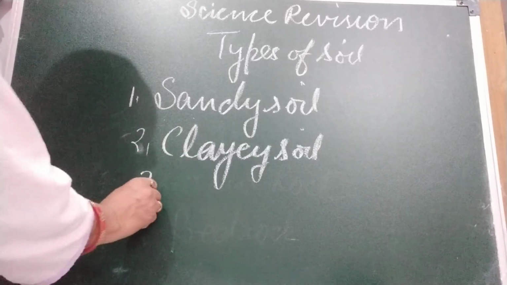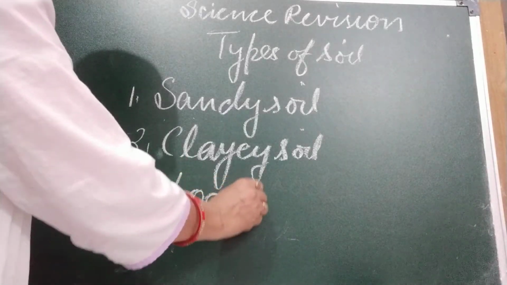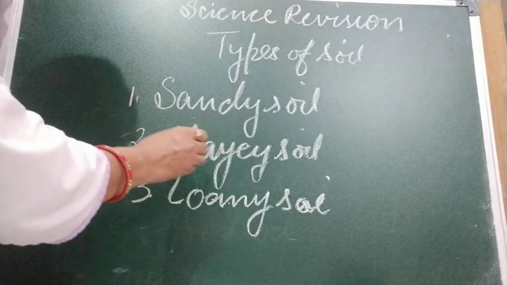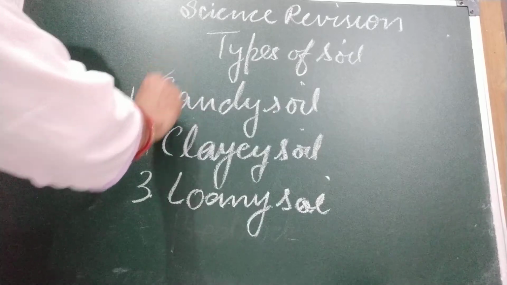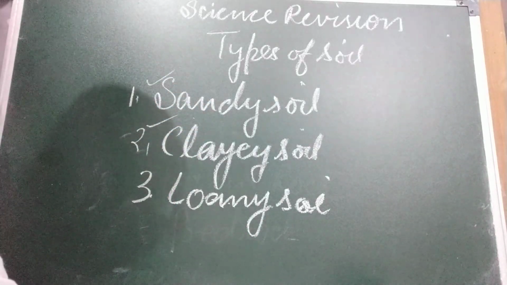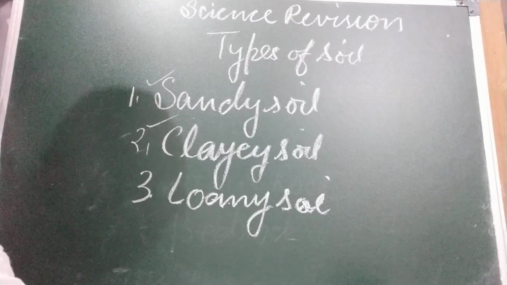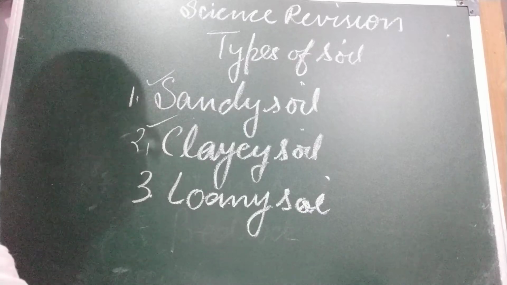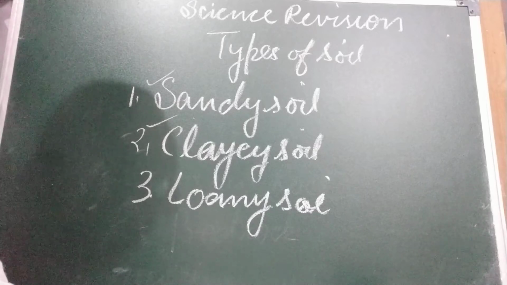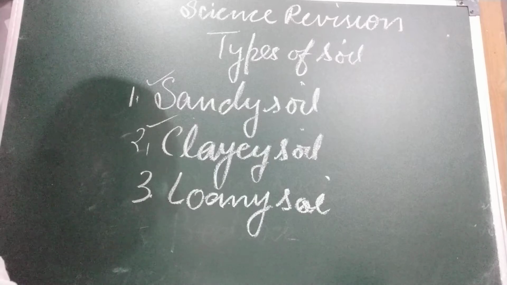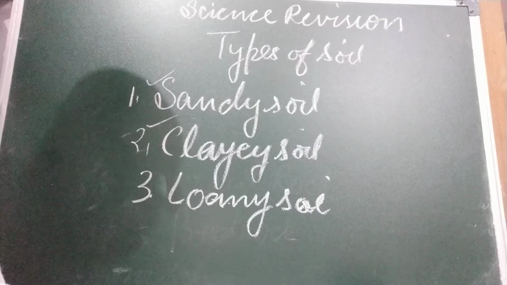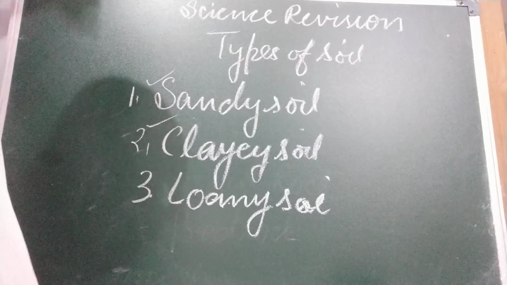Third is what? Loamy soil. Loamy soil contains a very good amount of sand, clay and silt along with humus. Because of sand it holds a good amount of air, because of clay it holds a good amount of water which plants require, and because of humus plants get nutrients. So this is the best topsoil for growing plants.